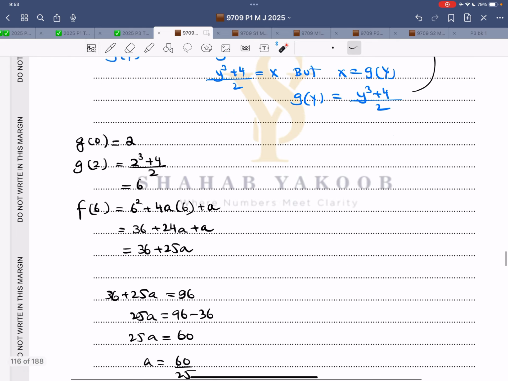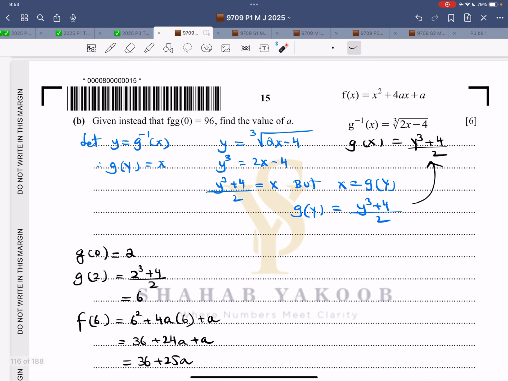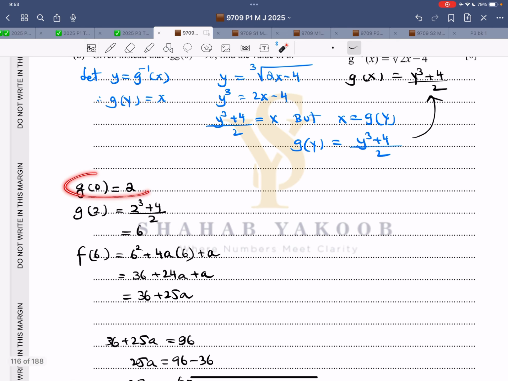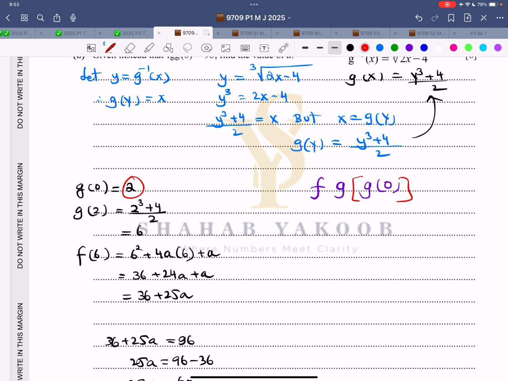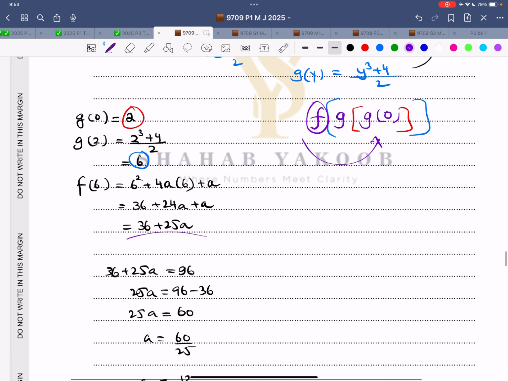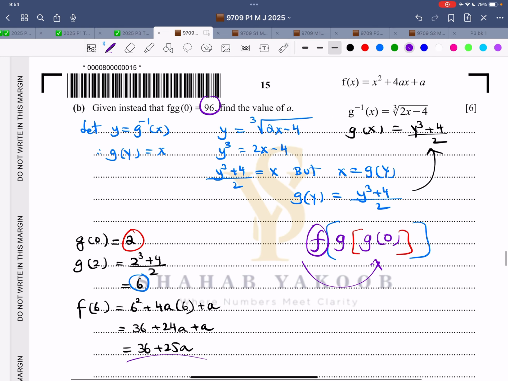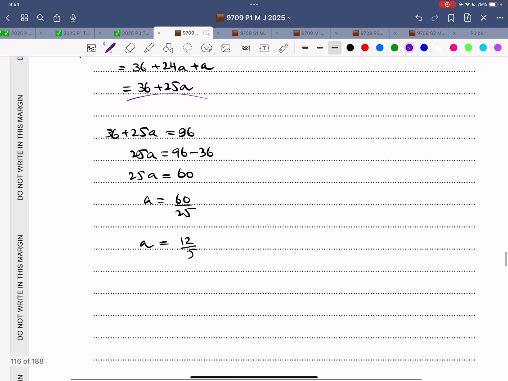Now what you need to do is very simple, f of g(0). That means first evaluate g(0), that comes out to be 2. Then plug this 2 over here. So f of g(0), we are going like this. g(0) is coming out to be 2. And then over here, g(2) is coming out to be 6. And then last but not the least, f(6). So f(6) is in terms of a. This answer is 96. I don't know why they have given 6 marks for that. Many marks over here, and that is how this is done.